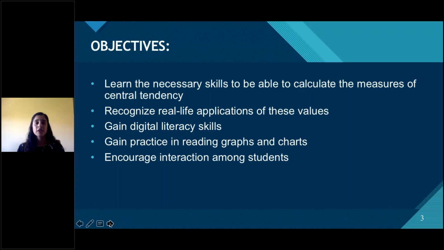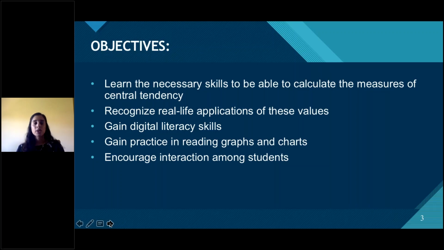The next objective is to recognize the real-life applications of these values. I'm sure we've all heard these questions as math instructors, as adult educators: why do we have to learn these skills, or why are these skills necessary, or when are we ever going to use these skills in our real lives? And that is such a valid question.